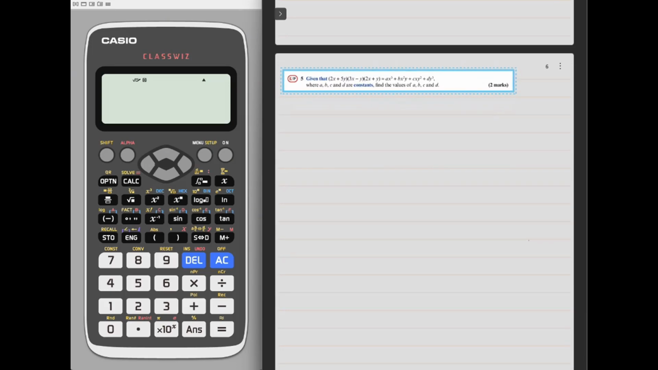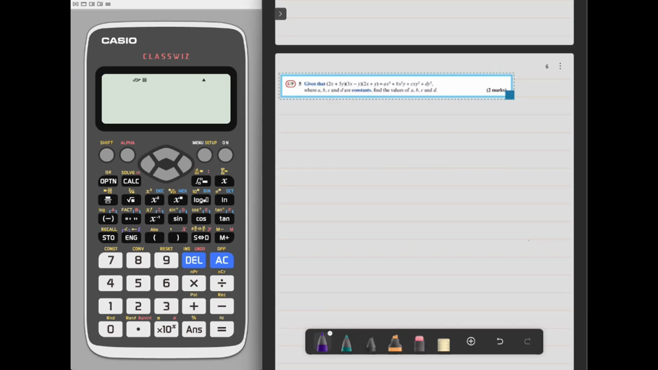This is the last question of exercise B, and I have brought it here so we can solve it together. 2x plus 5y, 3x minus y, 2x plus y can be written in the form ax cubed plus bx squared y plus cxy squared plus dy cubed, where a, b, c, and d are constants. Find the values of a, b, c, and d.